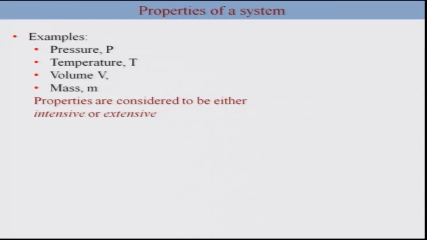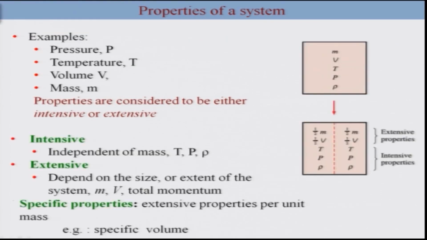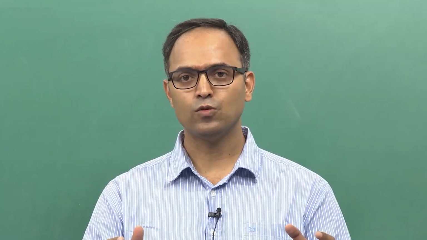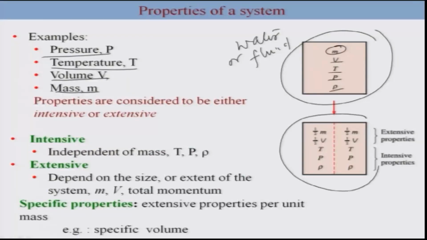Okay, so let us look at common properties of a system. The examples are pressure, temperature, volume and mass. The properties can be extensive or intensive. So just take an example. Let us consider a system. This system can be simply water or any fluid, having a mass m, volume V, temperature T, pressure P and density rho. Now you divide this particular system into two parts, and that you can do in this form, where you have divided it into two, part 1 and part 2.